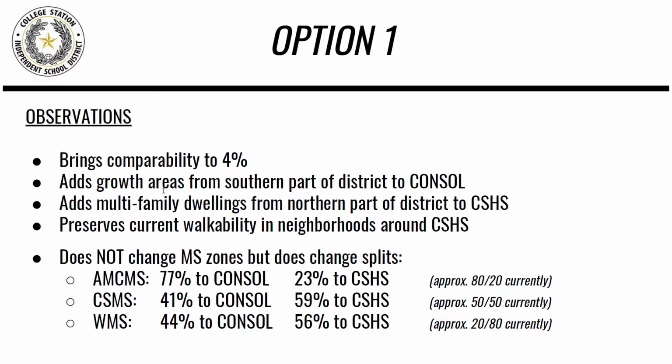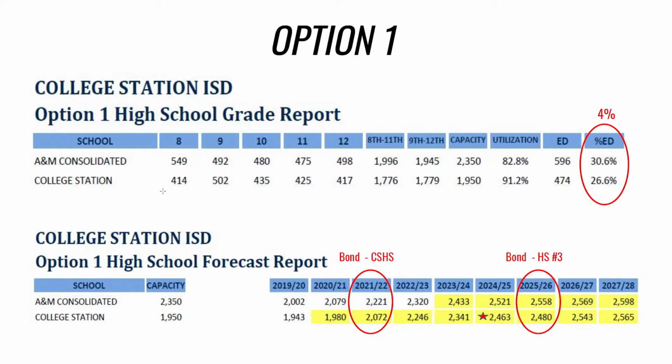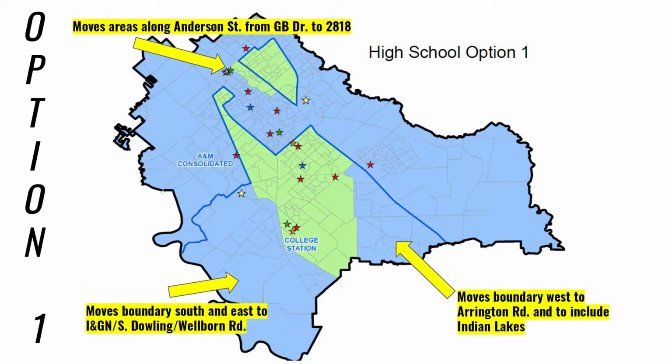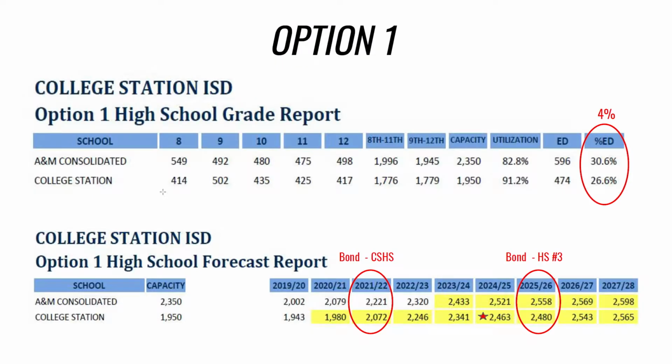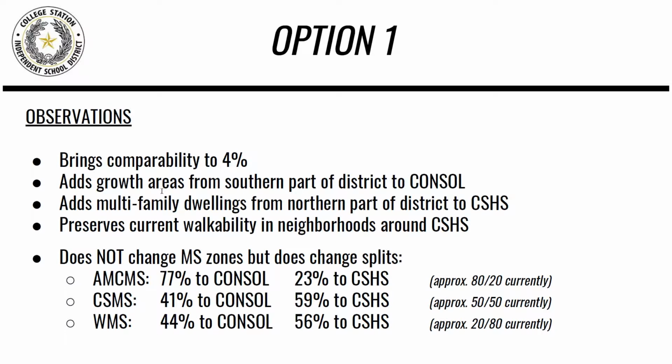Okay, option 1 of 4. And we'll kind of follow this format through the next 3 options, where it provides you the map, the data associated with that option, and then just some general observations. Okay.